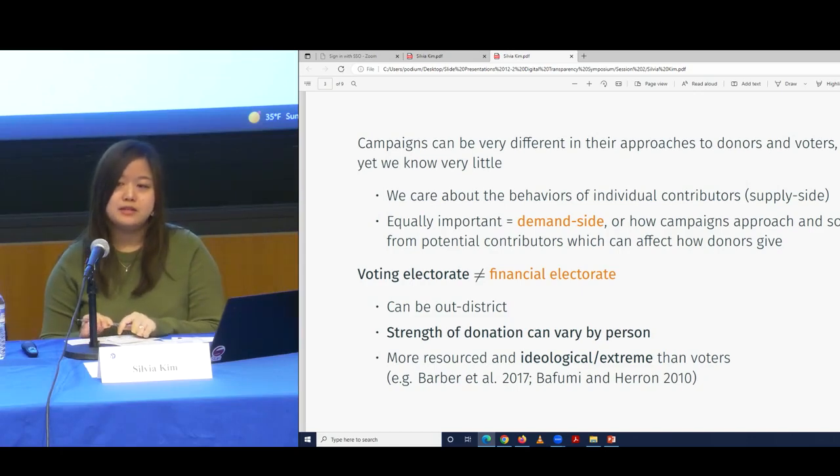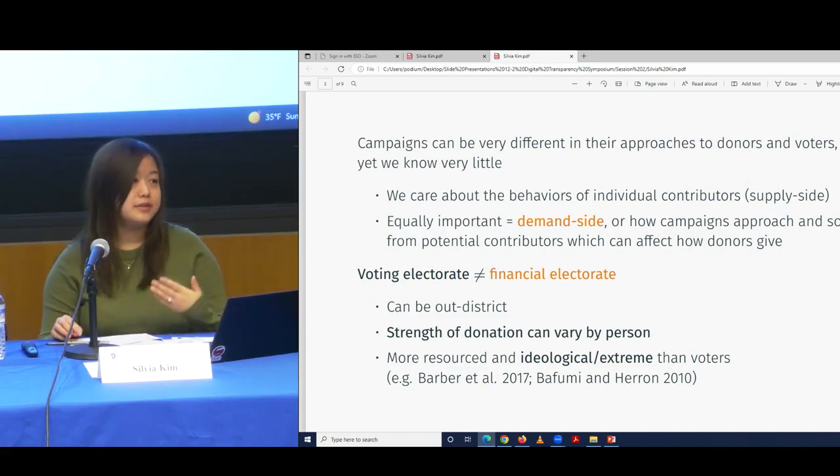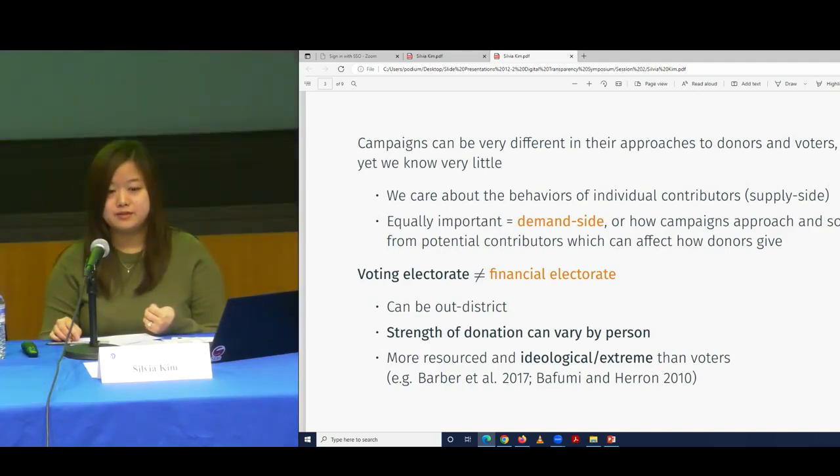And this is important because what we call the financial electorate, or the donorate, can be very, very different from those that we're trying to target with persuasion or turnout, right? So they can be out of district. Their strength of donations can vary depending on how much you get them engaged. They're known to be more ideological and extreme compared to voters, right?